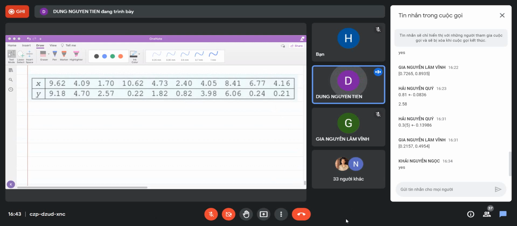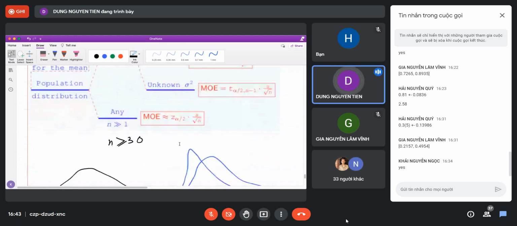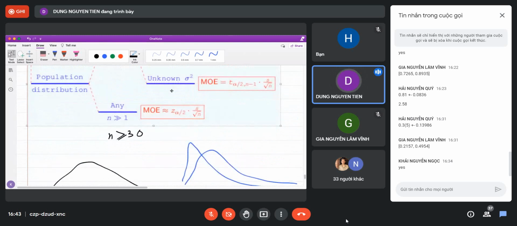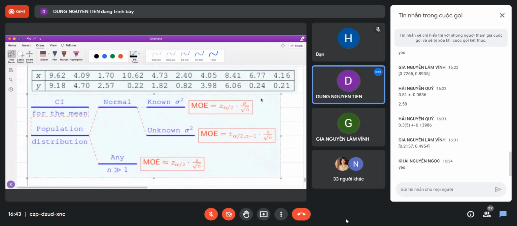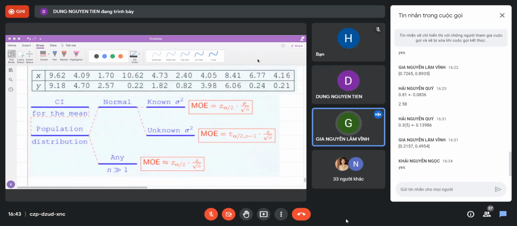Which method, you guys? We have many methods here. Which one should I use? I think that's the second one. The second? Why is that? Because we don't have the... Oh yeah, wait.